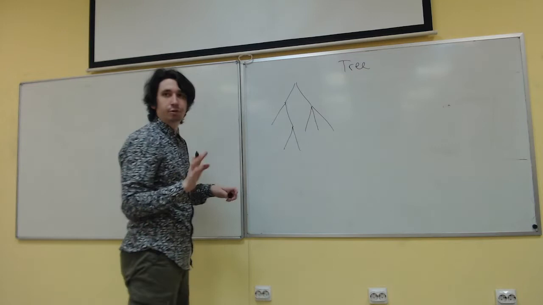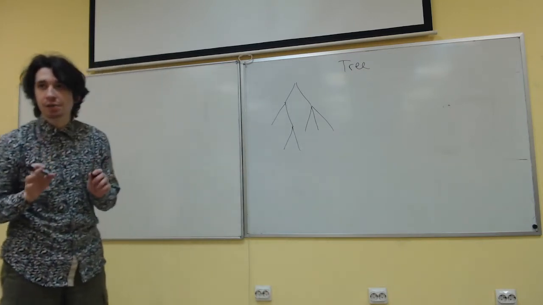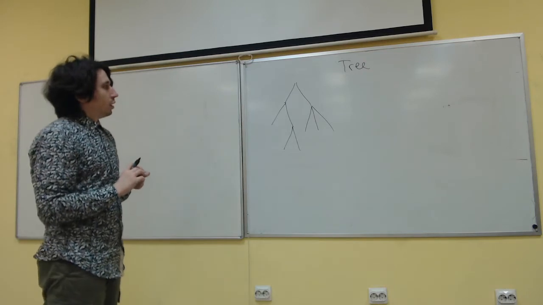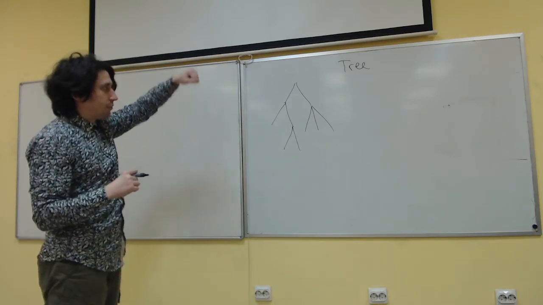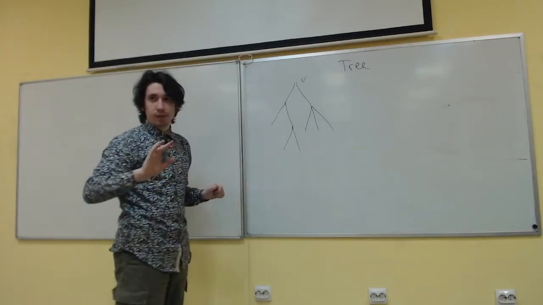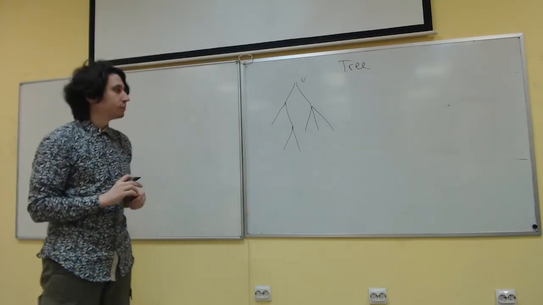So we know what a tree is already. It is an undirected acyclic graph, rooted by some vertex v. I mean, this root is where we kind of started the DFS. Okay.